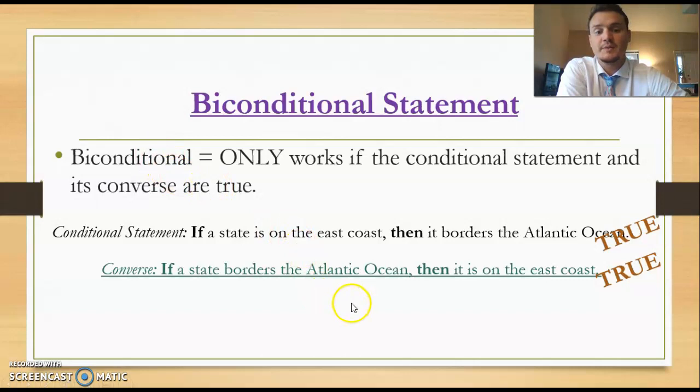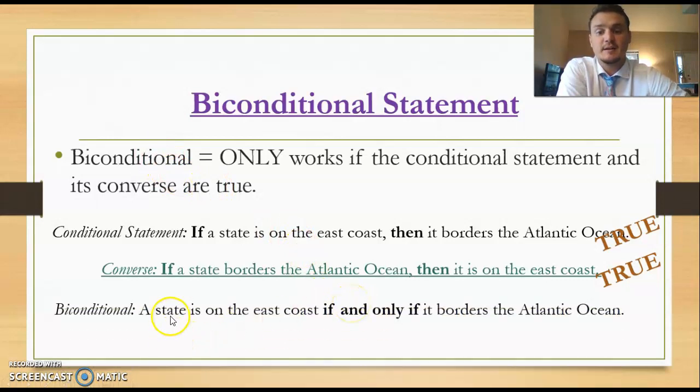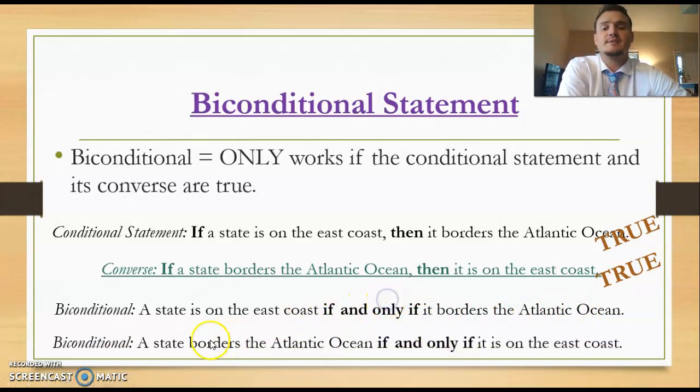So we can reword this as a state is on the East Coast if and only if, this is what makes a biconditional statement here, the if and only if part, it borders the Atlantic Ocean. Now, you could also use the converse and say a state borders the Atlantic Ocean if and only if it is on the East Coast. You could say that as well. But again, biconditional only works if the original and the converse is true, and then you can rewrite it as this biconditional, if and only if.